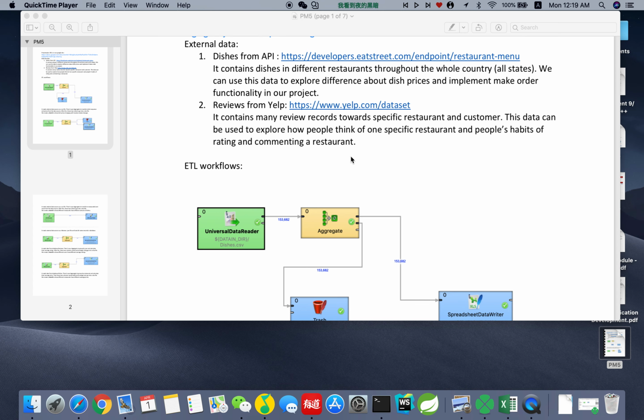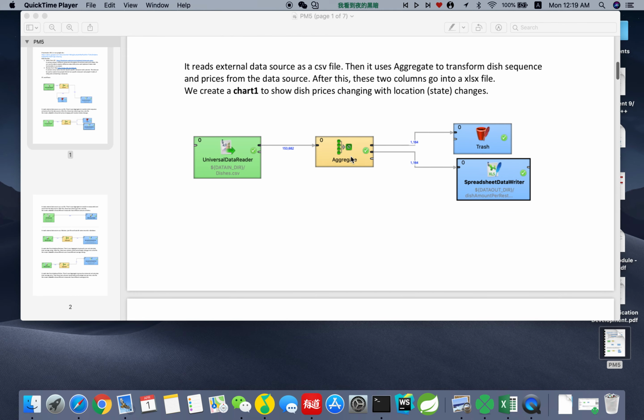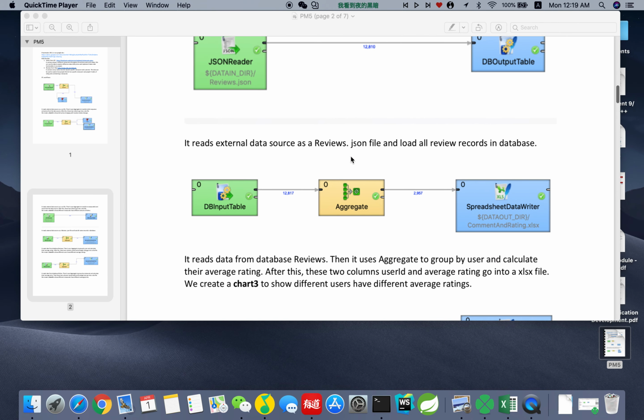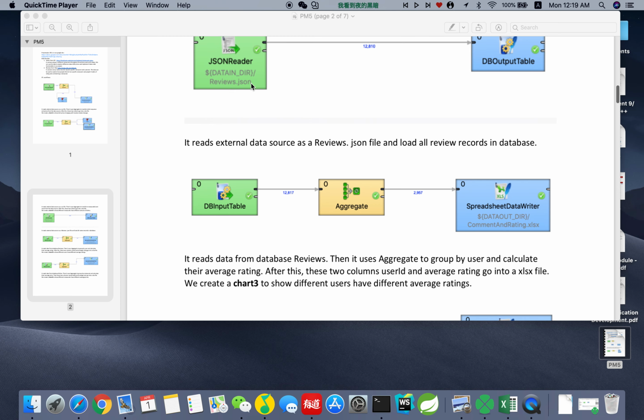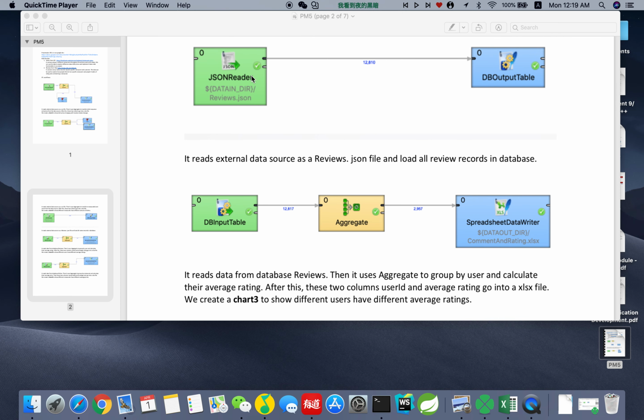Lena will introduce the ETL workflows. So here is our data source. It's from the Yelp dataset, and it's in JSON format. First we read the data from JSON format and store it in the database reviews table. Now we read the data from this table and put it into the aggregate transformers.